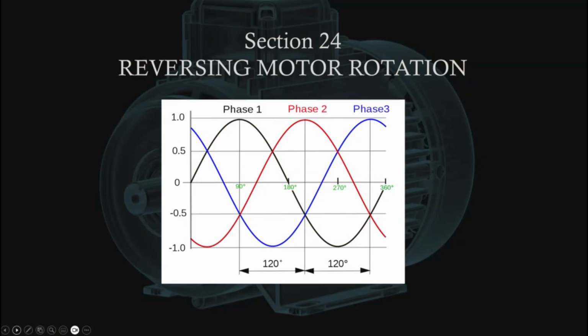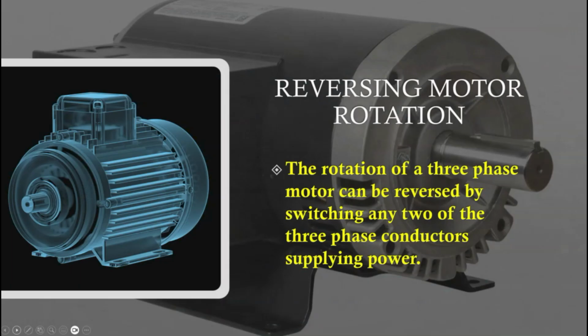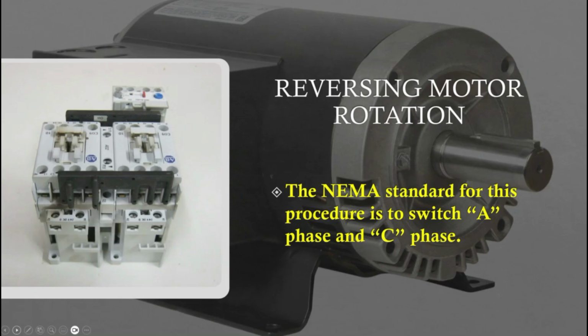Section 24, reversing motor rotation. The rotation of a three-phase motor can be reversed by switching any two of the three-phase conductors supplying power. The NEMA standard for this procedure is to switch A phase and C phase. So why would I want to reverse the rotation?